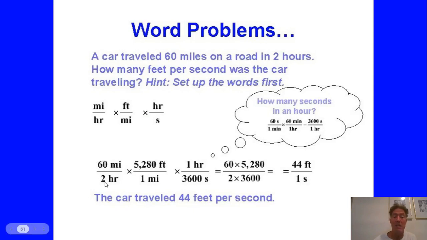A car traveled 60 miles in 2 hours. Okay, 60 miles in 2 hours. All right, how many feet per second? So we're going from miles per hour to feet per second. We're just doing a complex conversion. So let's convert our miles to feet. Boom, miles cancel. We're at feet. Okay, now let's do hours. We're going to convert hours to seconds. Now we already know this conversion, but if you had to, you could do it in 2 steps. And now you have the math all set up. 60 times 5280 divided by 2 divided by 3600. It gives us 44 feet per second.